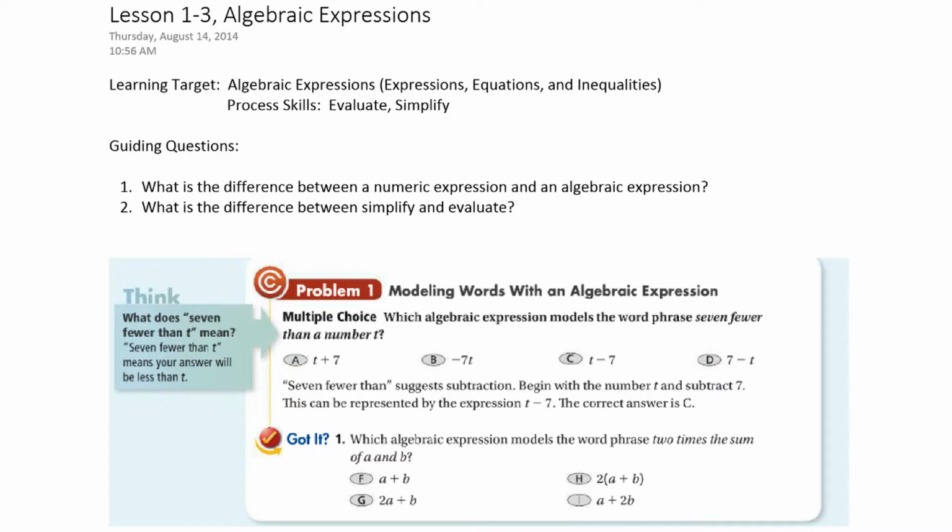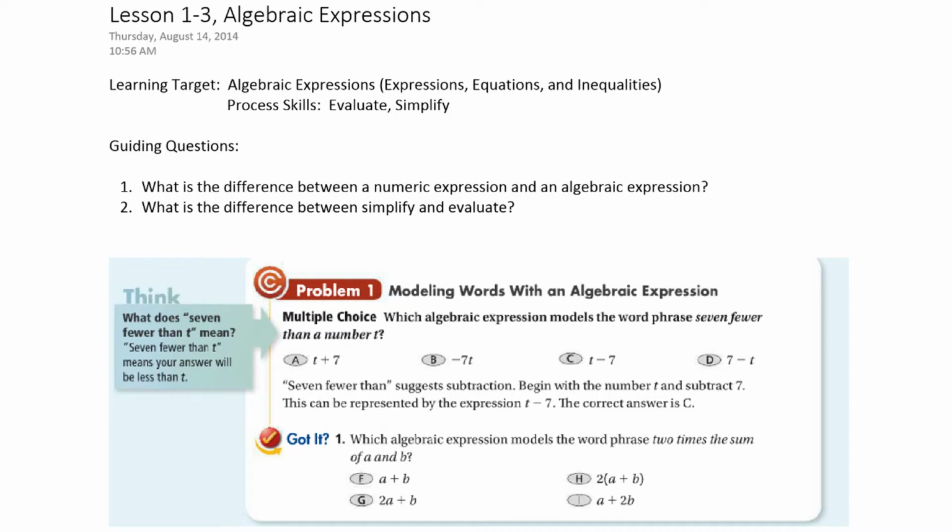In this lesson, we'll be talking about algebraic expressions. Our guiding questions: we want to decide what the difference between a numeric expression and an algebraic expression is, and what the difference is between the terms simplify and evaluate.